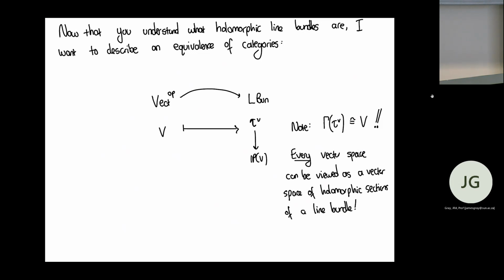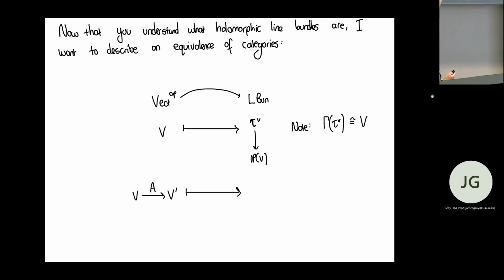Yeah. So the point is that every vector space can be viewed as a vector space of holomorphic sections of a line bundle. That's really cool. You come across a complex vector space in practice, you're walking on the road, you hit one, and then it can be thought of as sections of a line bundle. In some situations, that's a very profitable way to think about it, because then you can analyze it using geometric methods.